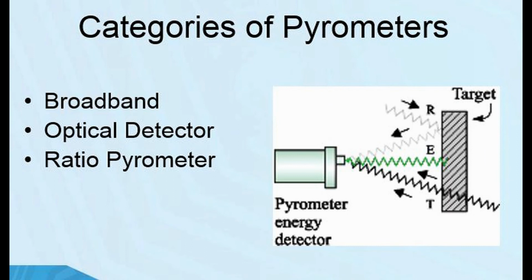Pyrometers are devices that measure temperatures by observing the electromagnetic waves that are coming off from an object that's been heated. Notice that energy can behave in three ways. It can be reflected, it can be emitted, or it can be transmitted.